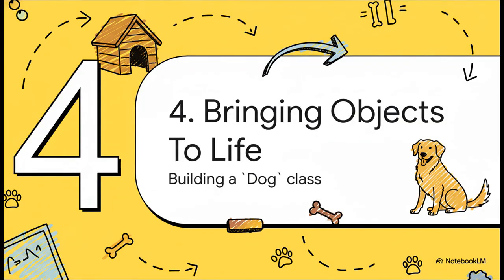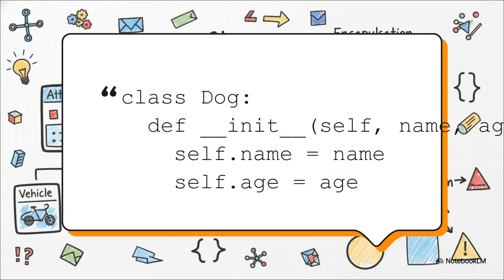All right, that's enough theory. Theory is great, but let's get our hands dirty and see how this stuff actually works in code. So, section 4, bringing objects to life. We're going to build a super simple dog class, which is a classic example for a reason. It just makes sense. So here it is, our blueprint for a dog.